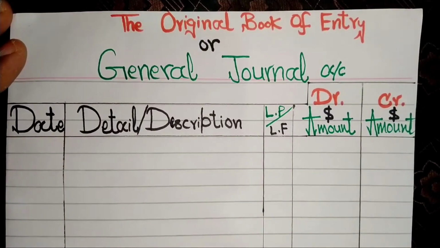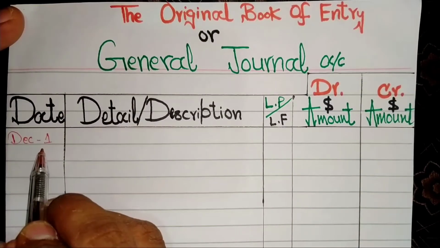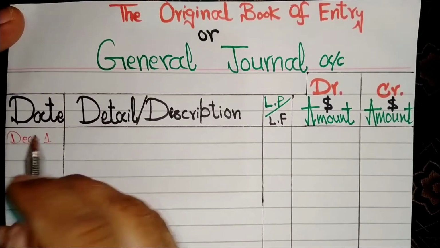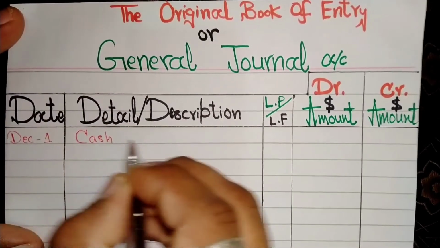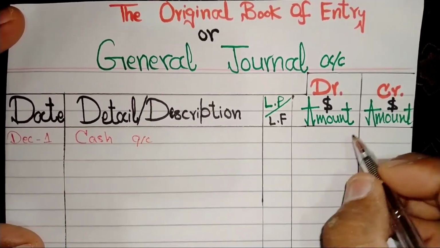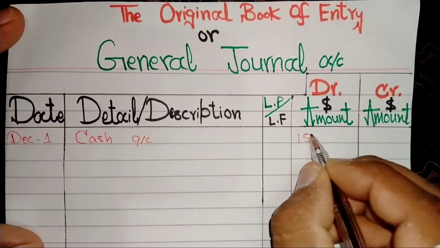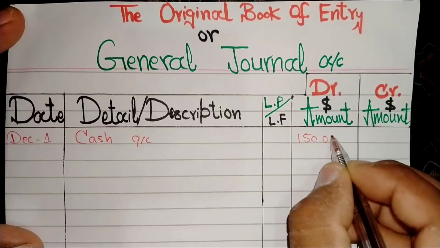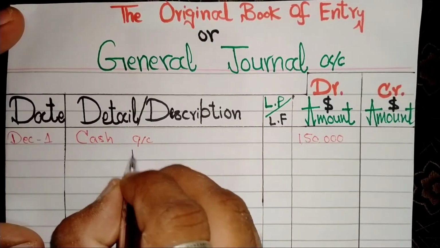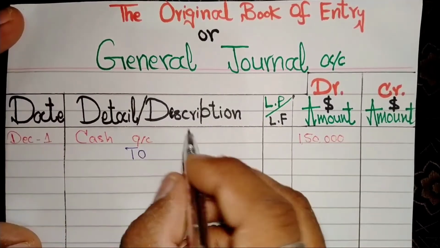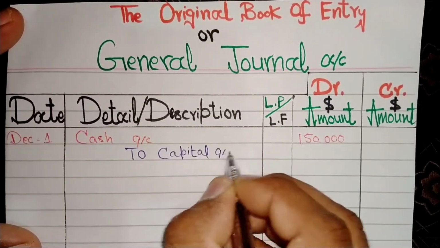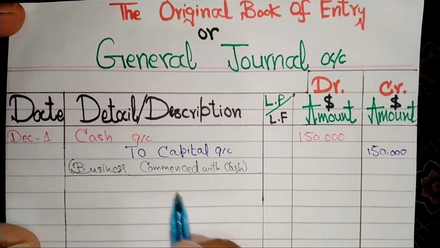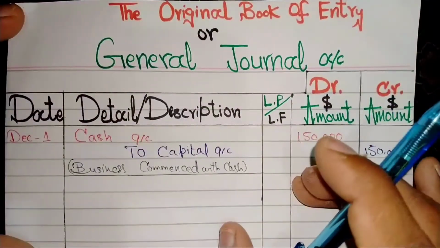So let's get started. On December 1st, 2005, started business with cash. So cash account debit with amount $150,000 to capital account credit, with description, business commenced with cash. The first transaction's entry has been completed here.